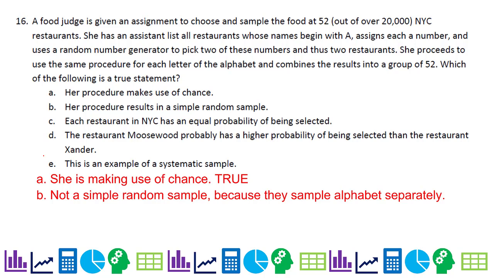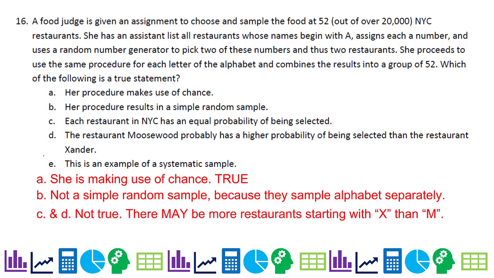Well, I think we can go ahead and answer C and D at the same time. D, the restaurant Moosewood probably has a higher probability of being selected than the restaurant Xander. Well, C and D are not true. There may be more restaurants starting with X than M, or there may be more starting with M than X. The problem with D is that it says Moosewood does have a higher probability. I don't know. Maybe it's popular to name your restaurant so they start with an X. I have no idea, so I cannot make D. D is tempting to say it's true, but it's not.